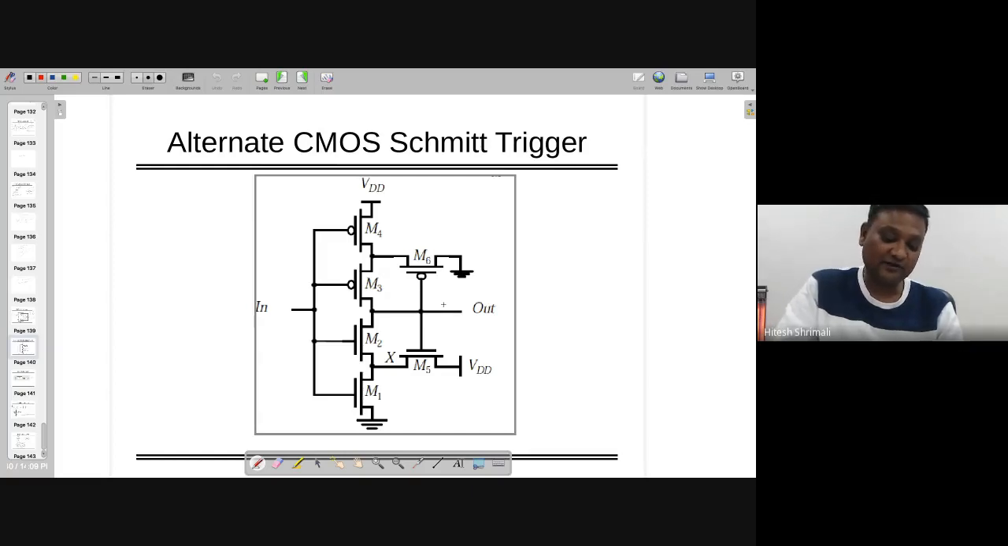However, feed the input value from 0 to VDD, and check when it's coming from VDD to 0, whether it's giving you this one or not. If no, then why? You need to find out. Right, so this is what we want.